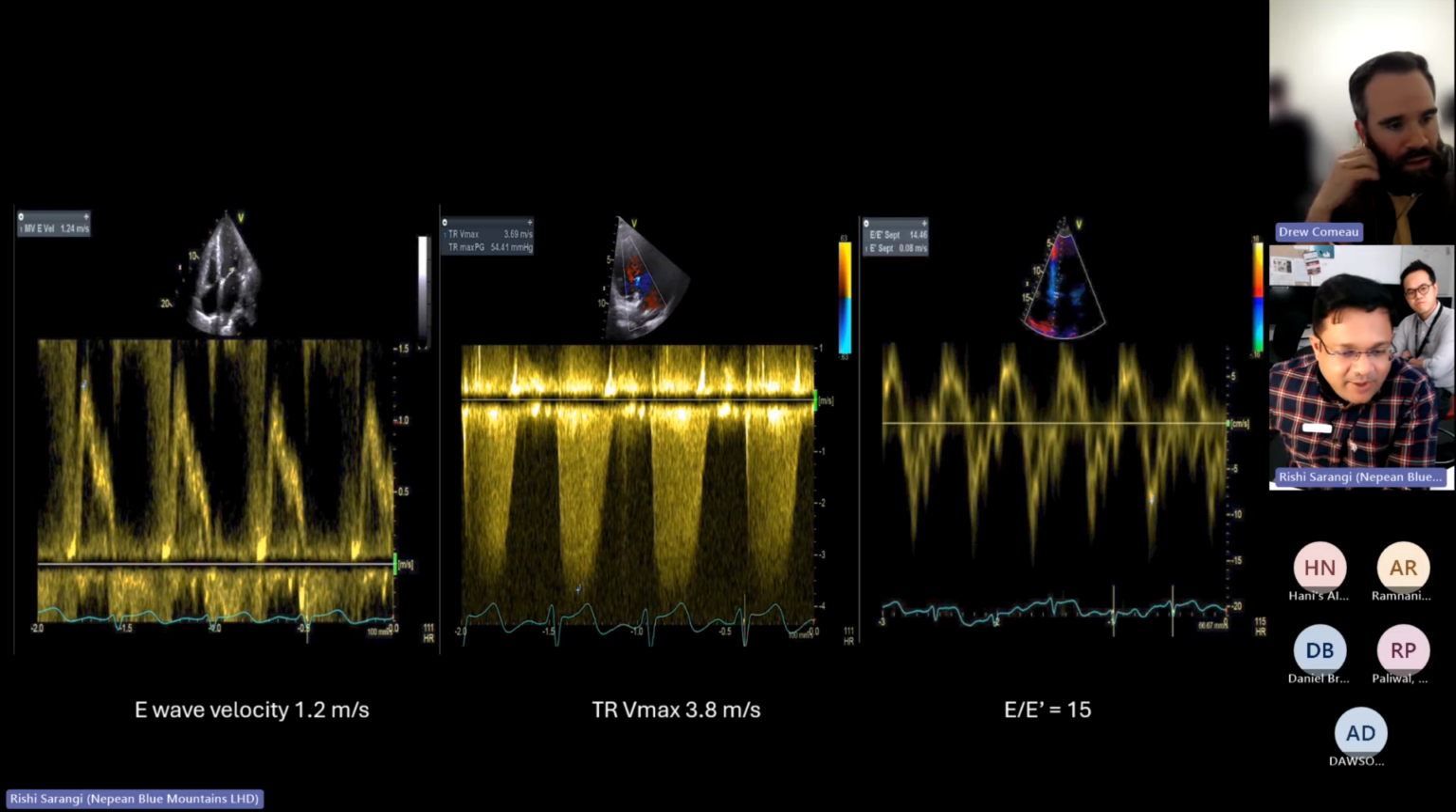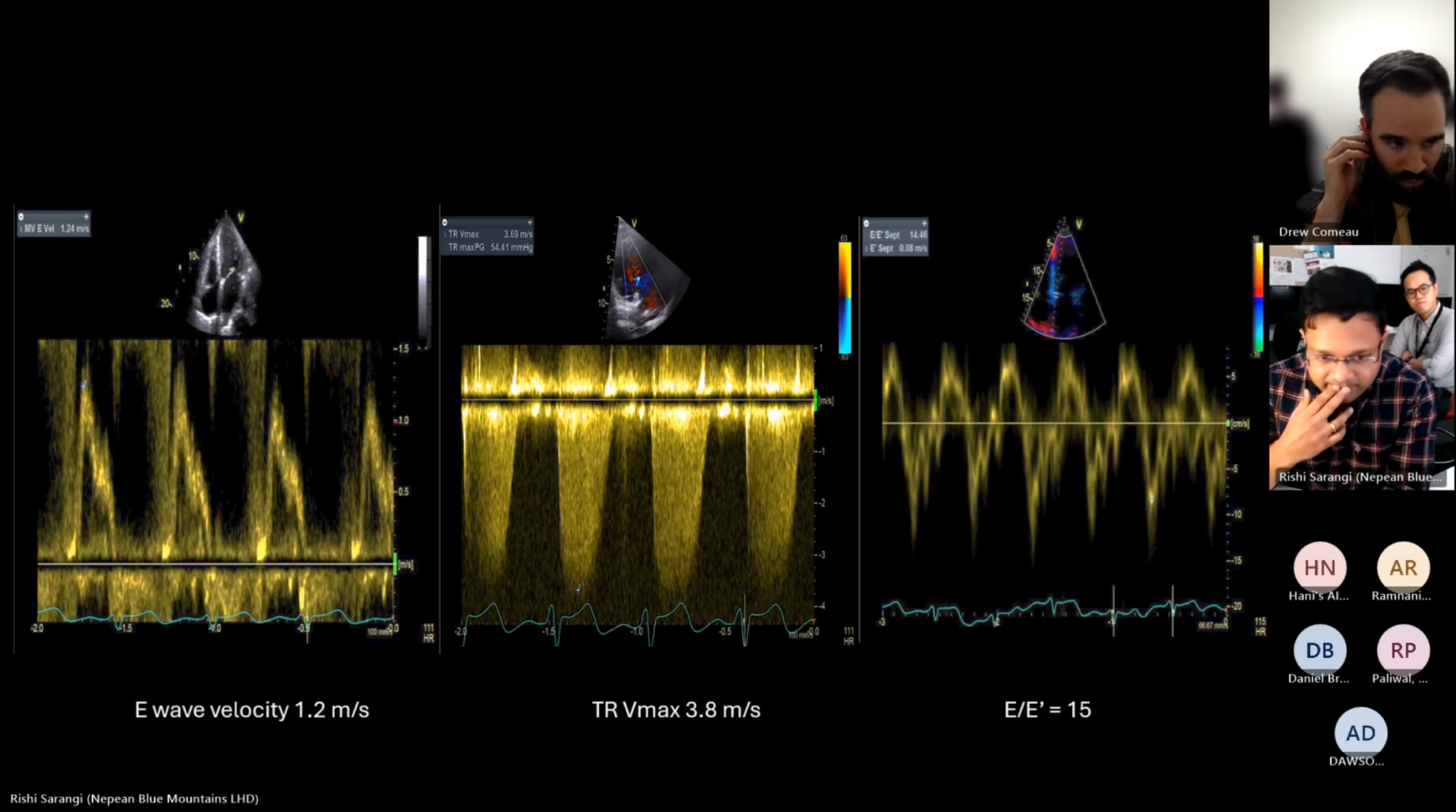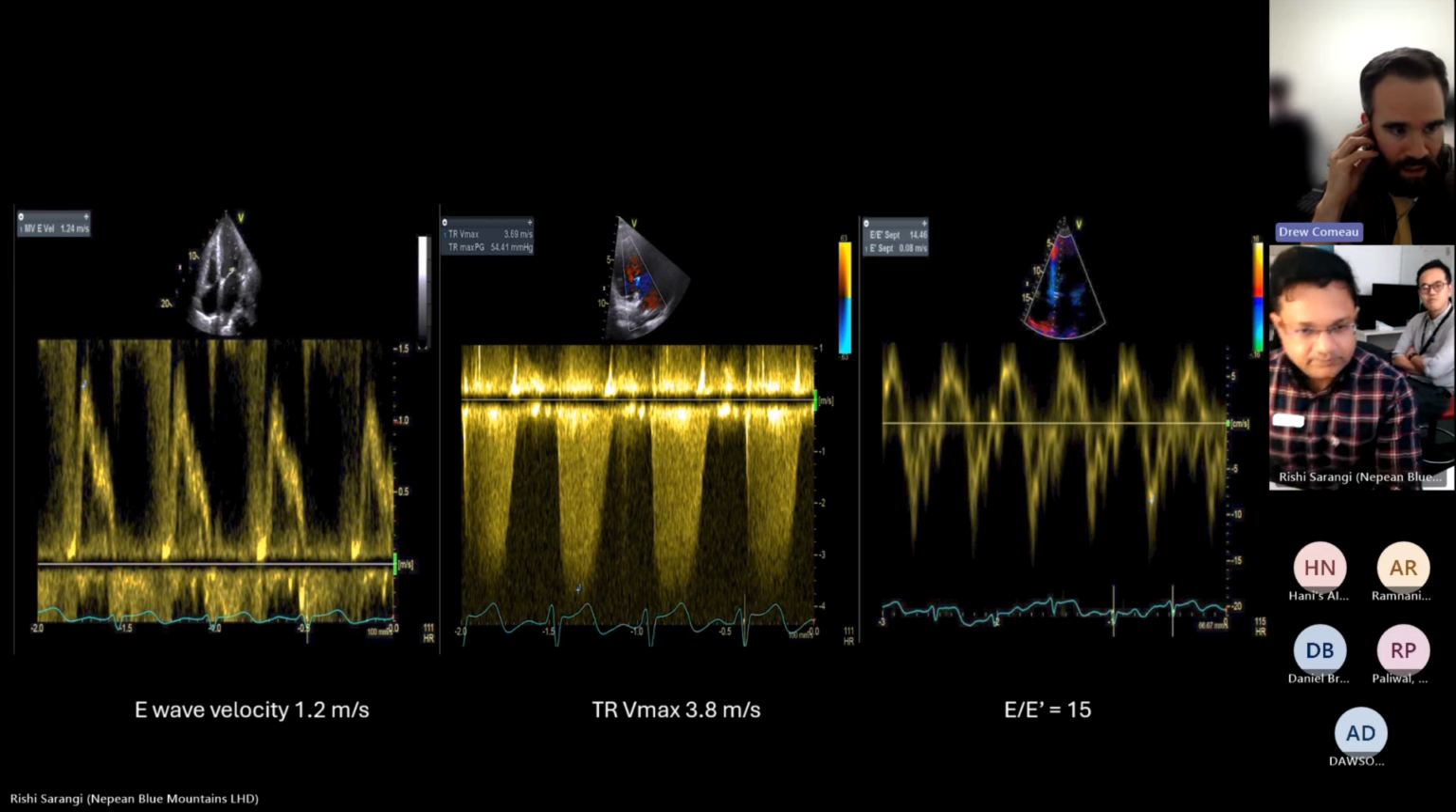Right. And what are these waveforms? The E wave velocity shows an E over A.